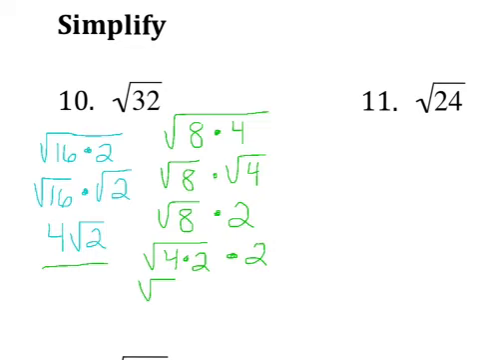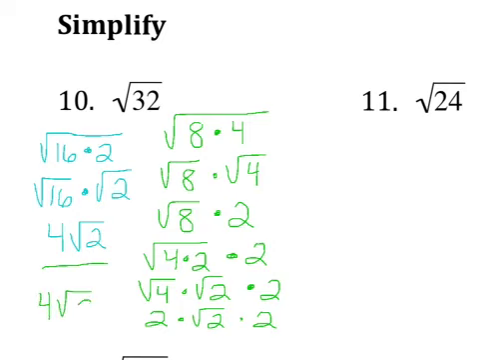So that would be the square root of 4 times the square root of 2 times 2. The square root of 4 is 2. We can't simplify the square root of 2, so we leave it. So we get, again, the final answer, 4 root 2, because 2 times 2 is 4, and then that root 2 stays in the radical.